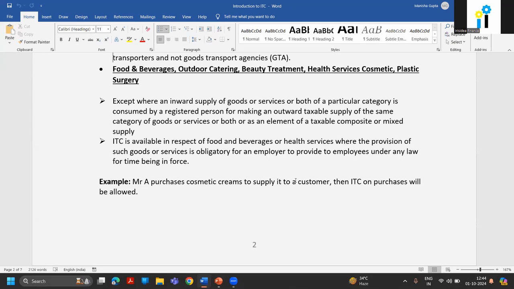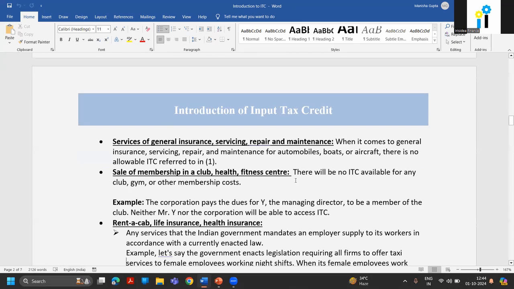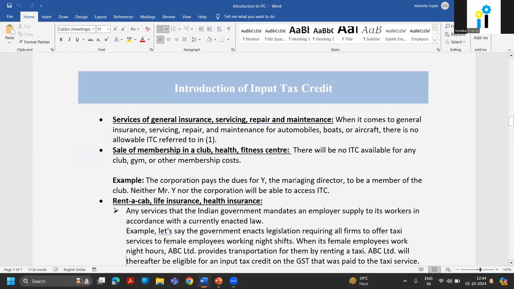But if we use the inward supply of goods or service or both of a particular category consumed by a registered person making outward taxable supply of the same category of goods, then it is a taxable, composite or mixed supply. If it is a taxable or composite supply, then ITC cannot be claimed. Service of general insurance, repairing and maintenance.